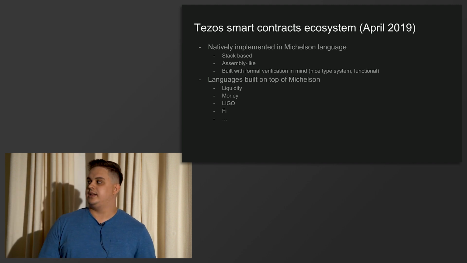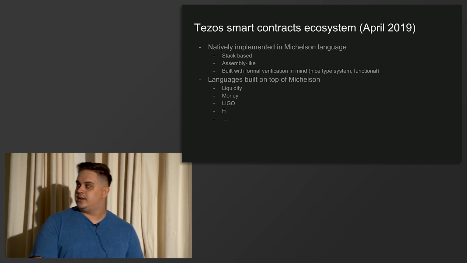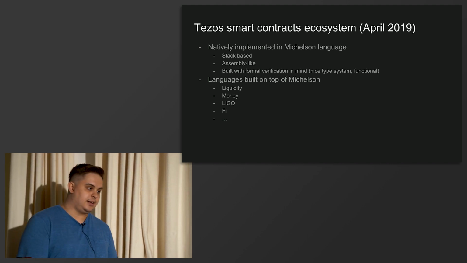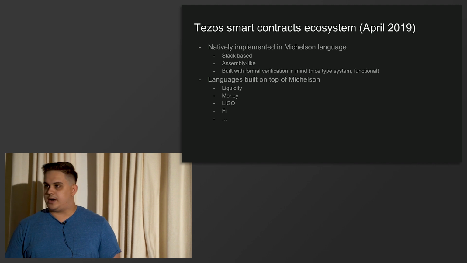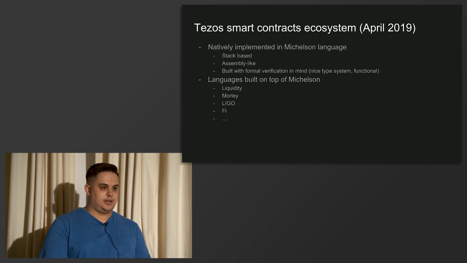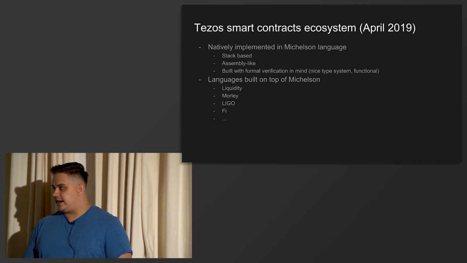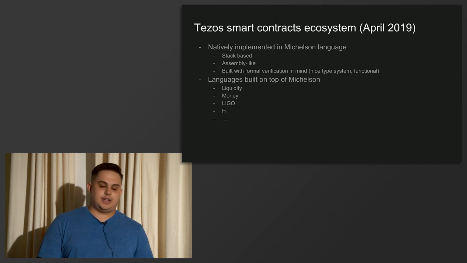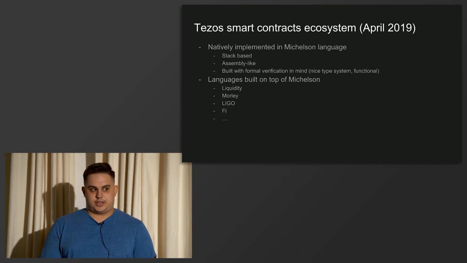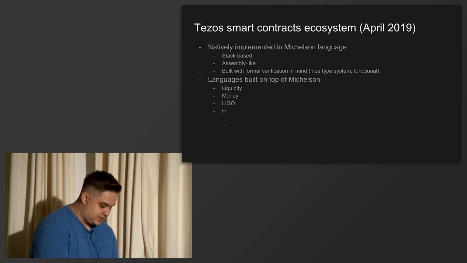For example, languages such as Liquidity, Morley, LIGO, or Fi. Those are languages built on top of Michelson. You could think about it like TypeScript to JavaScript, CoffeeScript to TypeScript, etc. So, for example, Liquidity is the language that we'll be using today, and it's a language that compiles to Michelson so that you can deploy it on the Tezos blockchain. So let's move on.